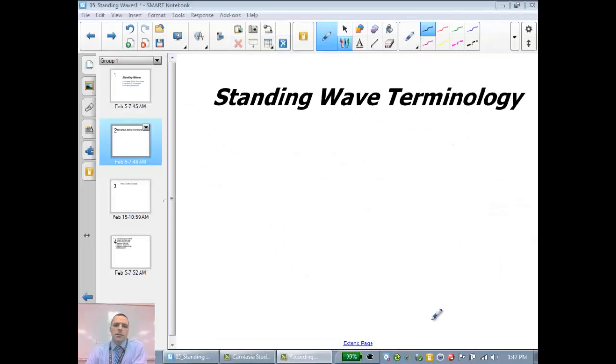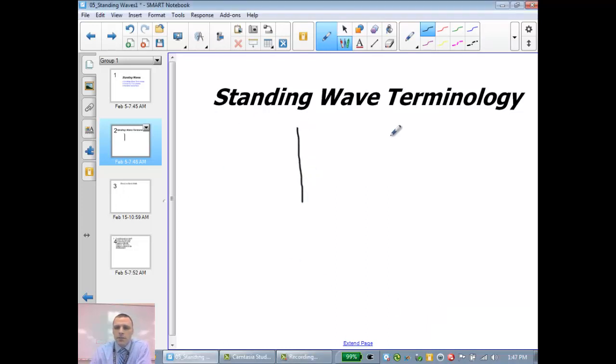So now that you got to see that video of a standing wave in motion, you probably saw that I put labels on there of the two key points of the standing wave. We have the node, which is a point that doesn't move, and the antinode, which is a point that does move. So what I'd like to do is put that down in some notes for you.